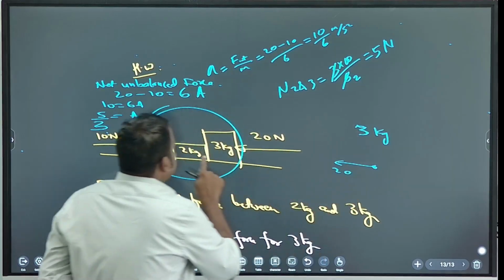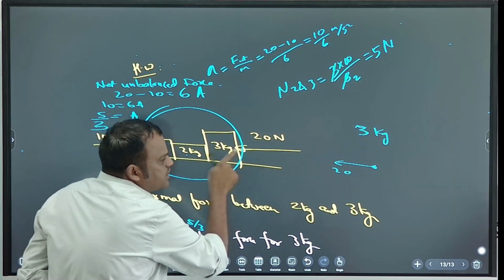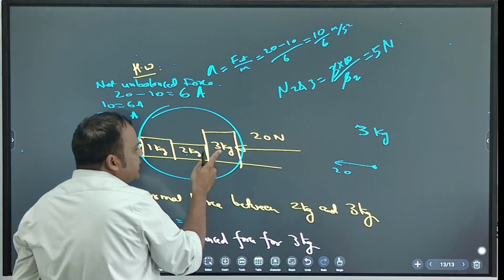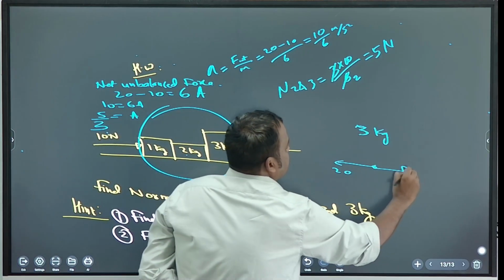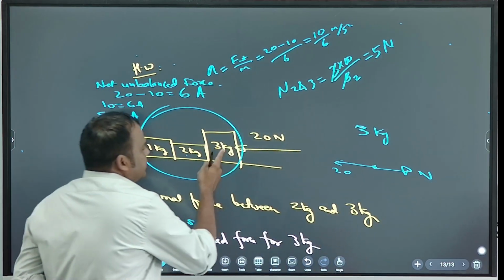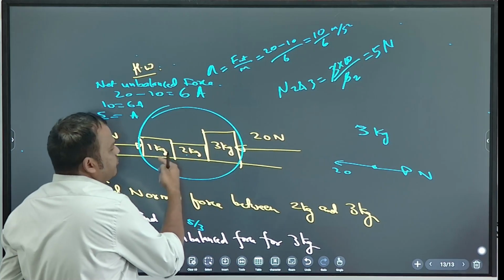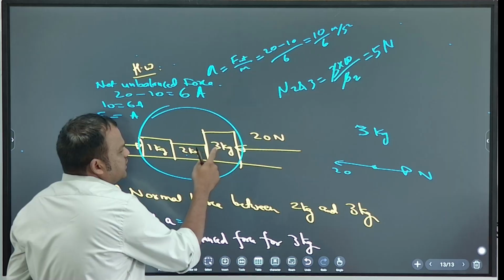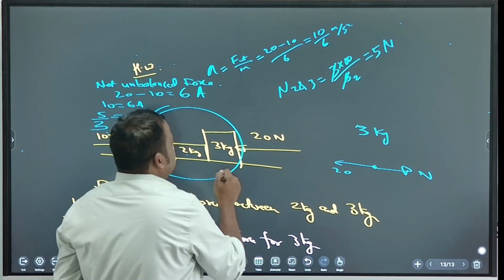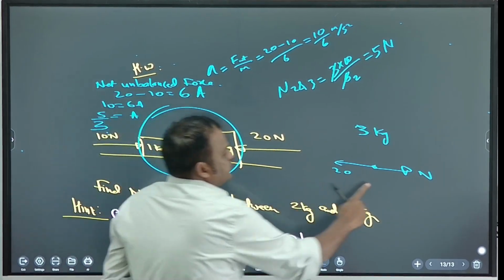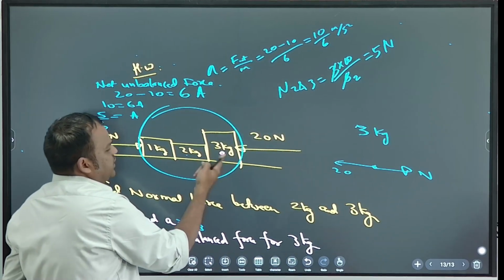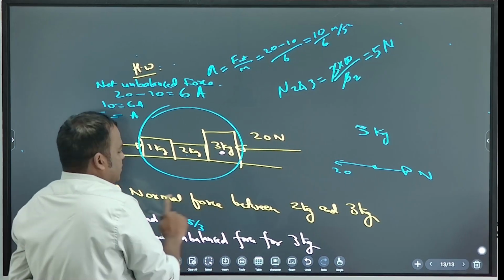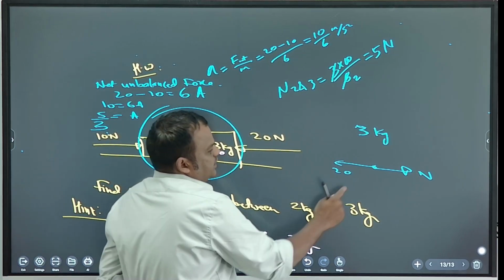20 Newton. And 2 kg will push 3 kg right side, because 3 kg will push 2 kg left side. So 2 kg will push 3 kg right. Okay, so I am considering 3 kg. So the contact force is right side. Contact force between 2 and 3 kg. Okay, normal force between 2 and 3 kg is right side.